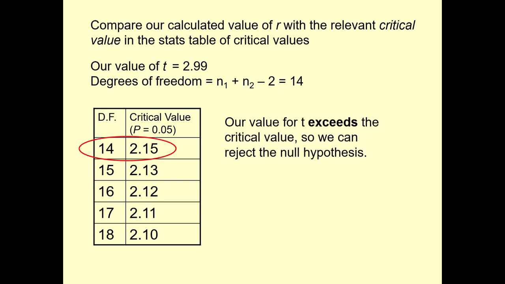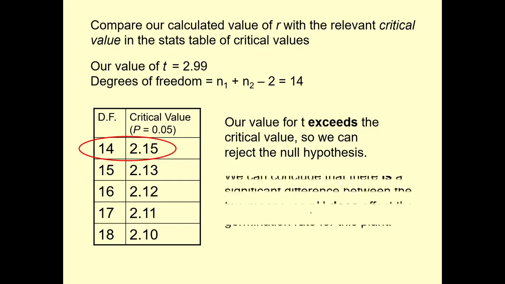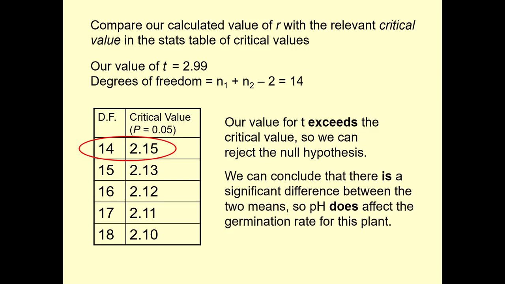Our value of t exceeds the critical value. Remember, we're trying to figure out if the null hypothesis is correct, if we accept or reject it. So because t exceeds the critical value, we reject the null hypothesis, meaning there is a significant difference between the two means. So pH does affect the germination rate for this particular species.